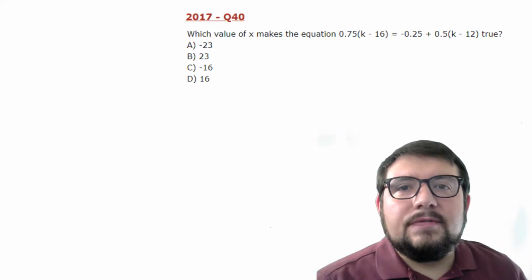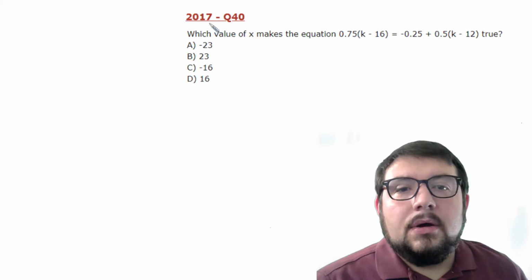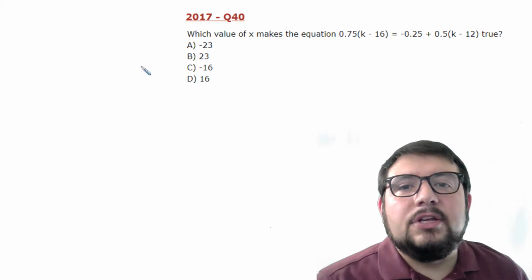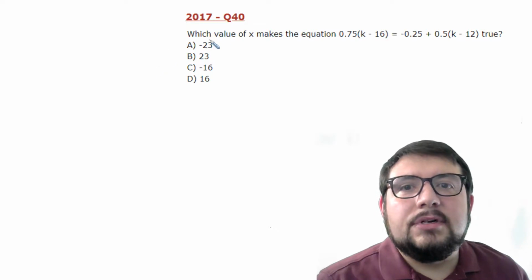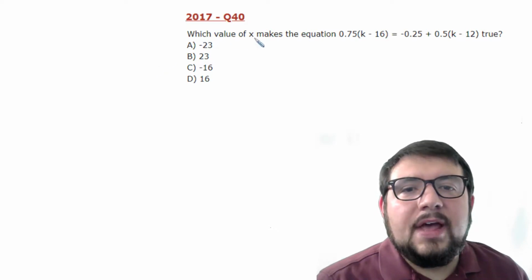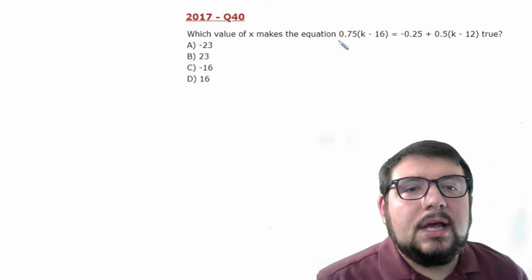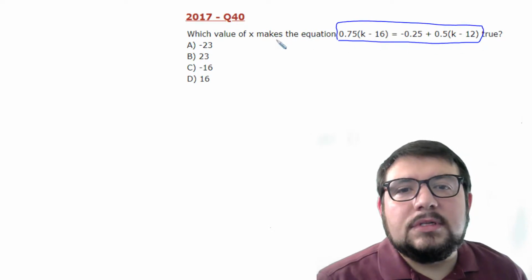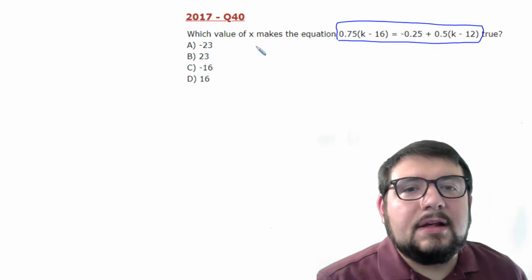Today we'll be solving question 40 from the 2017 Algebra 1 STAAR by hand. So let's get started. In this video, what we're going to learn how to do is solve an algebraic equation for a variable, and that's exactly what this question is going to ask us to do. It says, which value of x makes the equation true? Well, to solve an equation, to find the value that makes an equation true, we just solve it.